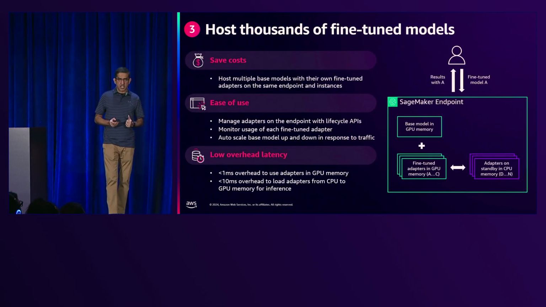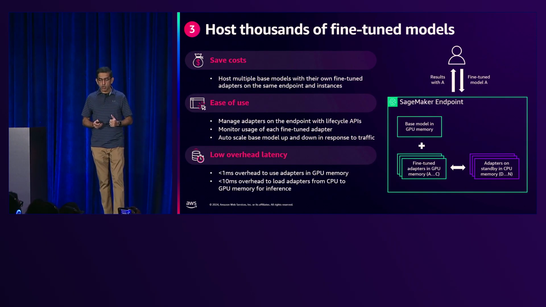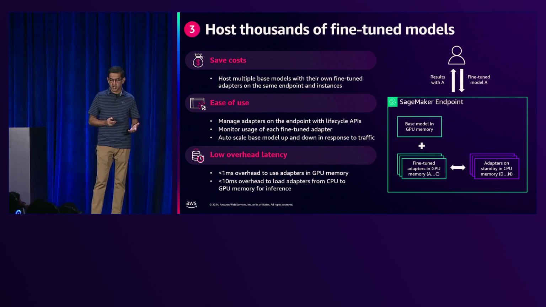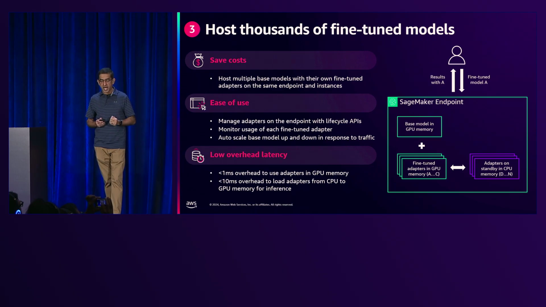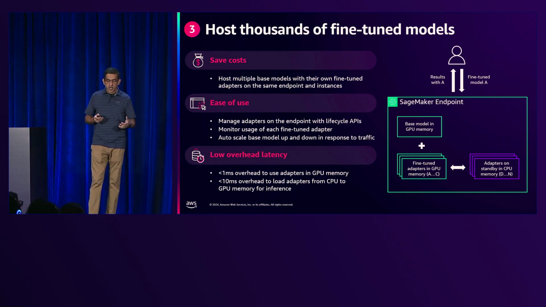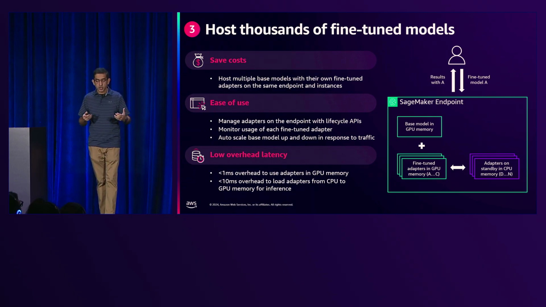A third feature that we launched recently allows you to host thousands of fine-tuned flavors of a model on the same endpoint, saving thousands of dollars in cost. Let me explain how. Fine-tuning techniques such as PEFT and LoRA have gained popularity for their efficiency in adapting a large language model by training only a small subset of parameters, right? These parameters are called adapters. This approach allows you to create thousands of fine-tuned flavors of a base model.